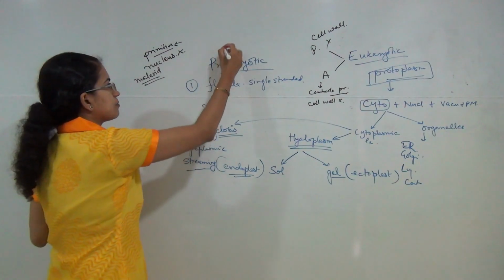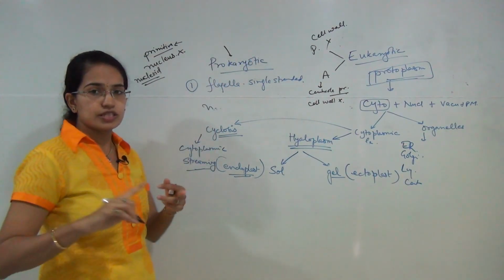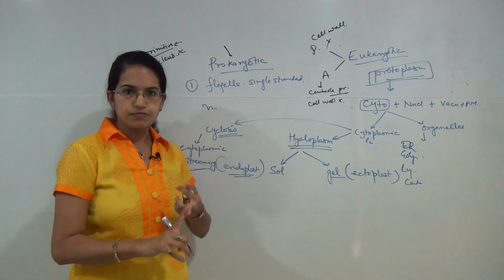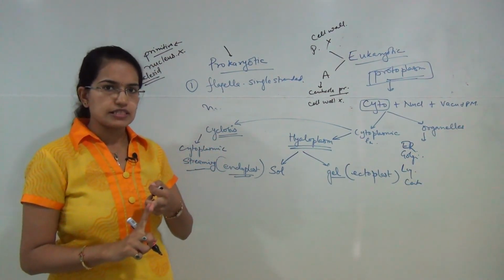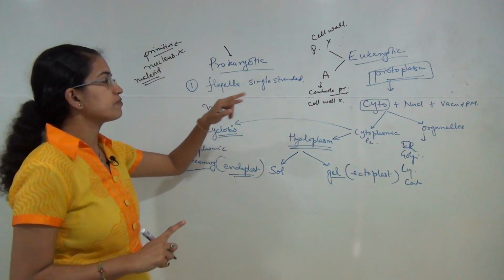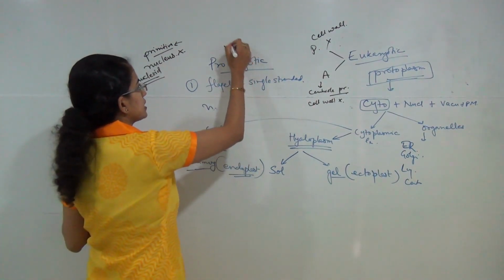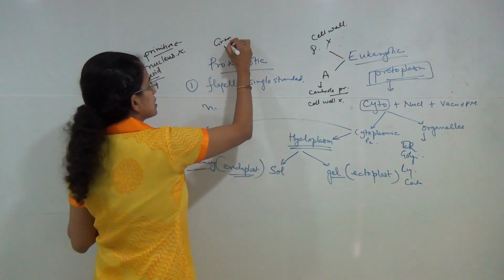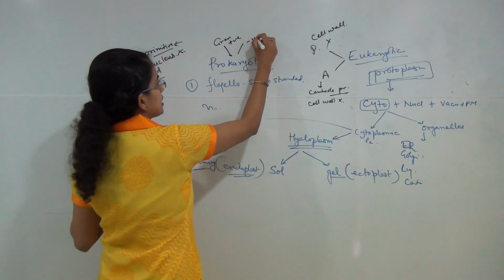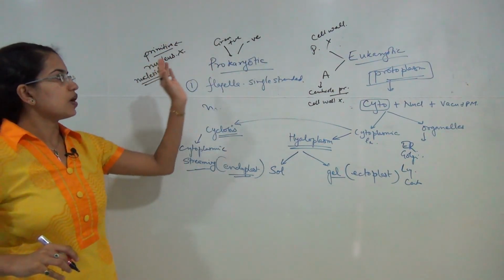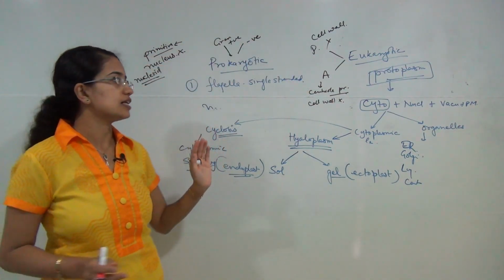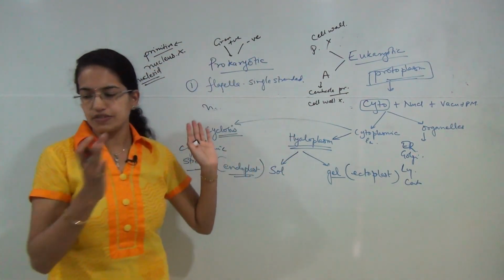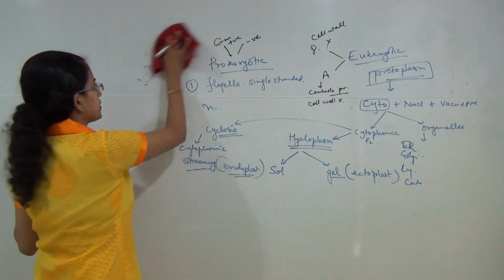Then again, under prokaryotic, we would talk about the structure, the shapes of the prokaryotic cells. Then we would talk about the types of flagella the prokaryotic cells have, and the most important is again the classification, which is gram positive and gram negative bacteria. So we will talk about the gram positive bacteria and gram negative bacteria in a separate class. Now this is the basic division for the prokaryotic and the eukaryotic cell.